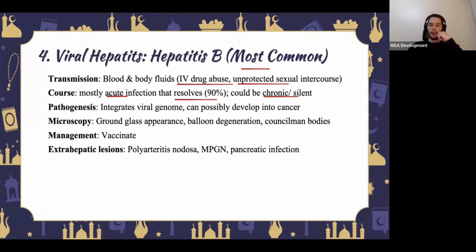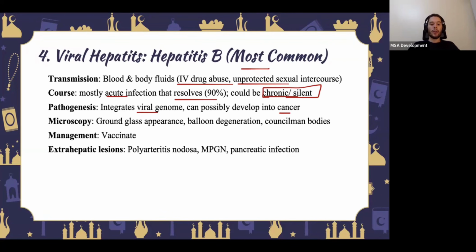Now this hepatitis has an issue in that it integrates its viral genome, and this is why it actually could become chronic if it's not completely removed from the cell. Now, another thing, because it integrates its viral genome, it could possibly develop cancer.